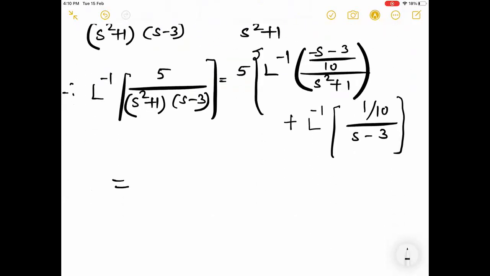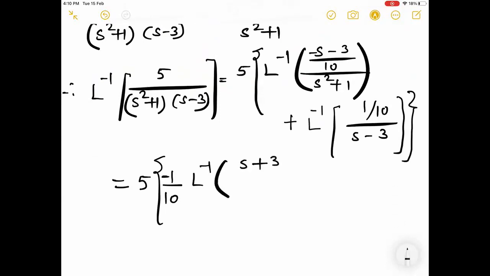So both the terms are of course multiplied by 5, that is remembered. Okay, so this is 5 into bracket, curly bracket. Now inverse transform, in that also you can keep this 1 by 10 outside. Negative sign, if you want, you can keep it outside and just take the inverse transform of S plus 3 upon S square plus 1.